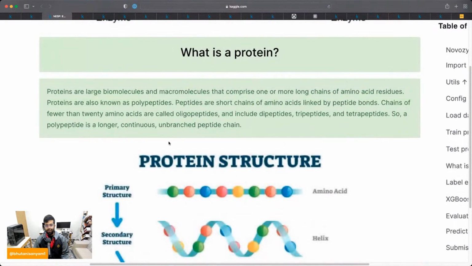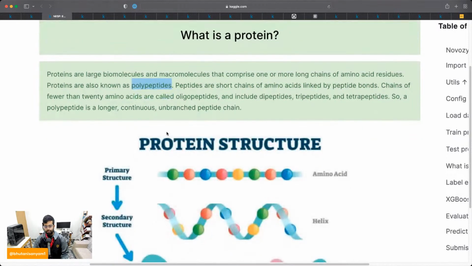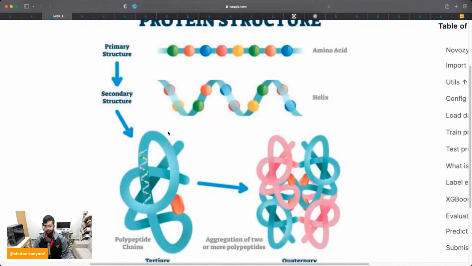Proteins are large biomolecules and macromolecules that comprise one or more long chains of amino acid residues, and that's why they are known as polypeptides. Peptide is, I think, amino acid. Oh, that's mentioned in the next sentence. Peptides are short chains of amino acids linked by peptide bonds. That's why proteins are polypeptides, and this is how they are represented.